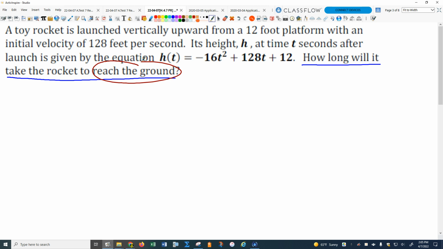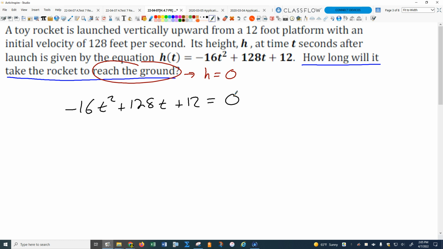0, right? Reaching the ground, that's a height of what? 0, right? So what that's telling us is h equals 0. So I could take this quadratic model, and if I set h equal to 0, that's just going to give me the equation -16t squared plus 128t plus 12 equals 0, right?